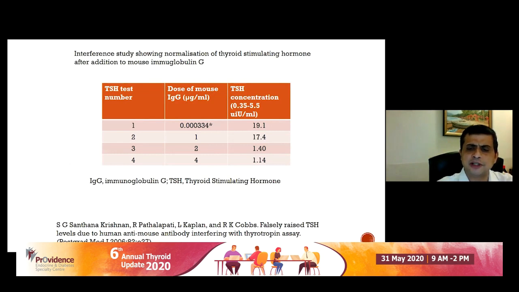In this particular paper published by Santanakrishnan et al., which is not my paper, I used a case scenario to explain this. What they did is they increased the concentration of the mouse antibody in the assay. And when they did that, they found that the high TSH actually came down because the interfering antibody got neutralized. And what you are ending up measuring is the true TSH.